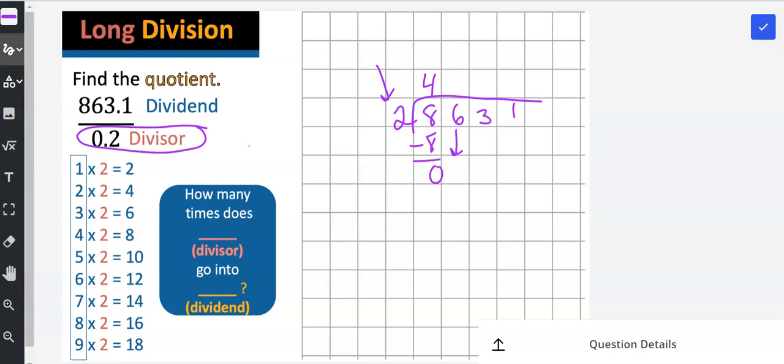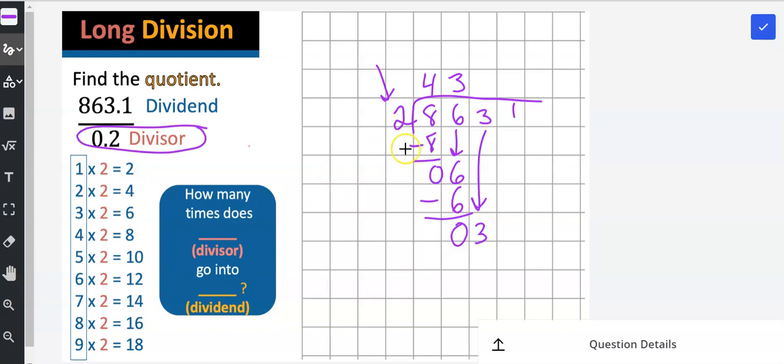Brother bring down. Once you bring that number down, then we say, Rover, do it over, and you're allowed to ask the question again. So you can say, Dad has a question. How many times does 2 go into 6? Well, think about it. 3 2's give me 6. So I put a 3 at the top. Mommy multiply. 3 times 2 is 6. Sister subtract. 6 minus 6 is 0. Brother bring down. And then Rover do it over.